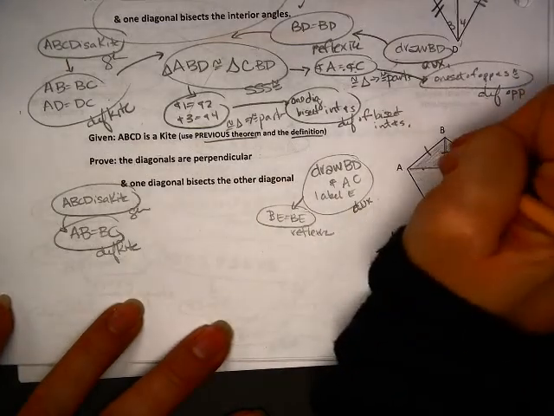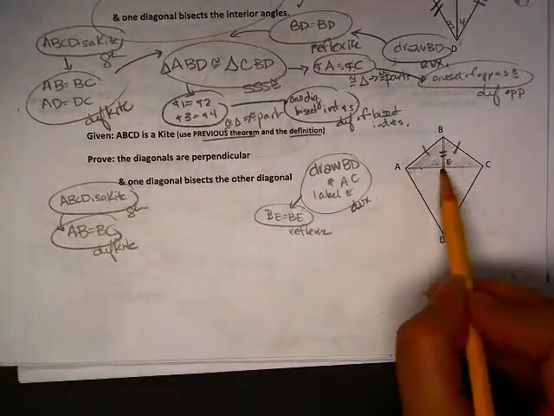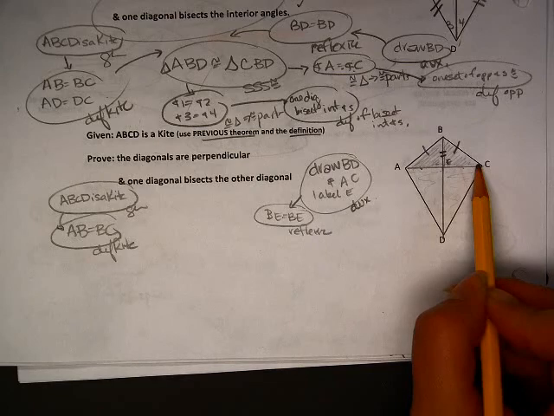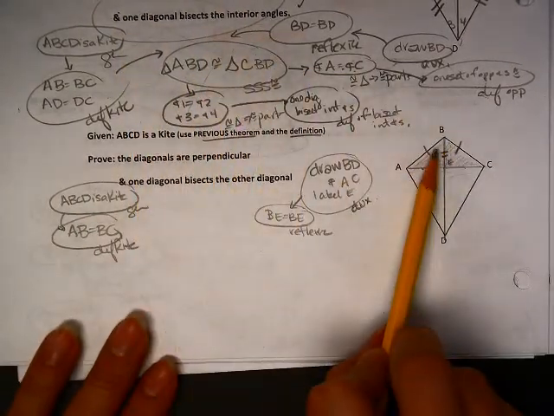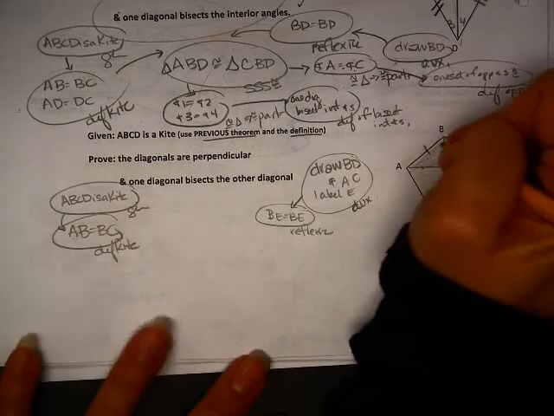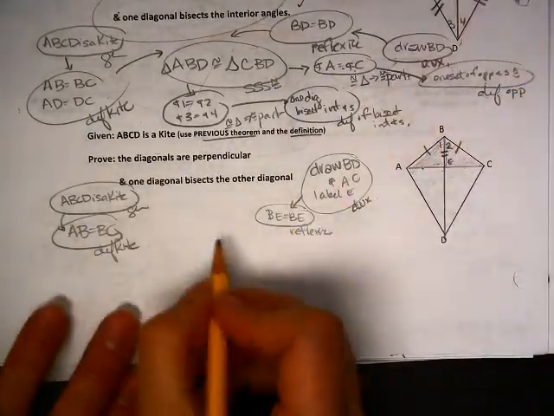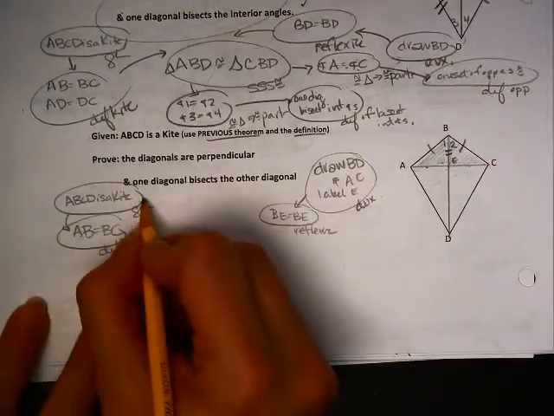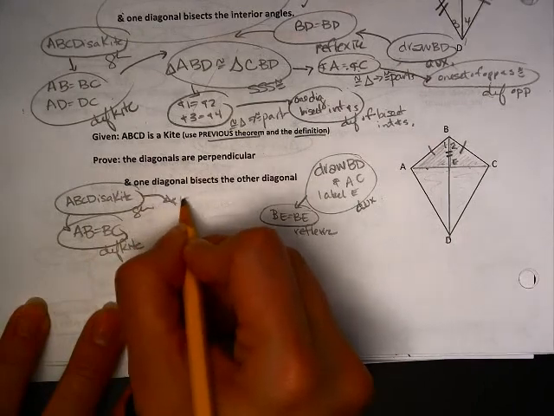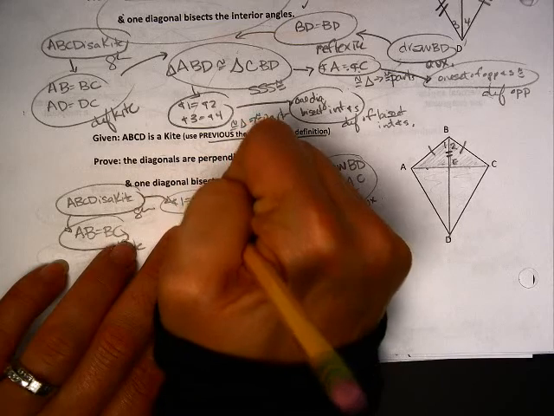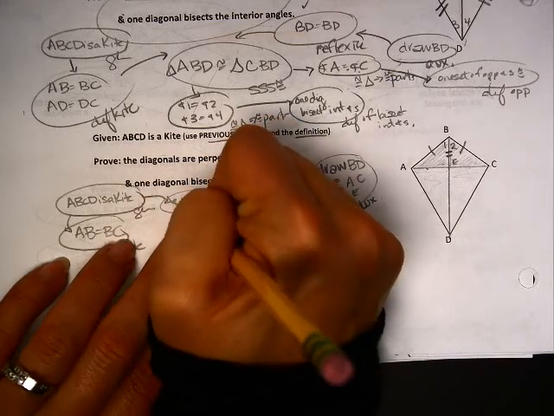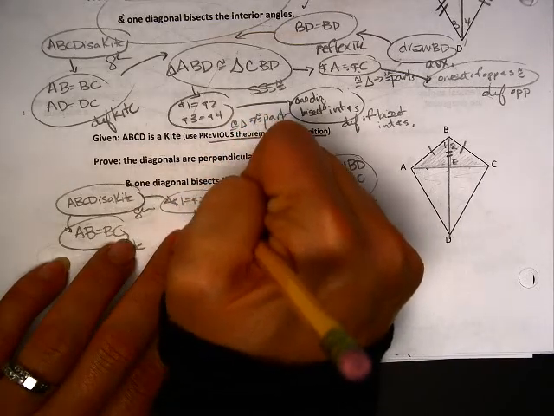And I know I can't get those yet because that's what I'm trying to prove, so I'm not going to be able to do that. But I haven't used anything up here yet. So the one diagonal bisects the interior angles means I've got these guys right here. So I'm going to put numbers in here, 1 and 2 again. So I can say angle 1 equals angle 2, and that is theorem. Diag bisects the interior angles.